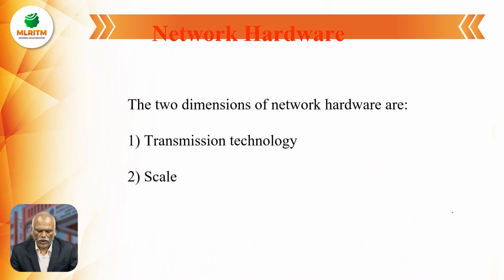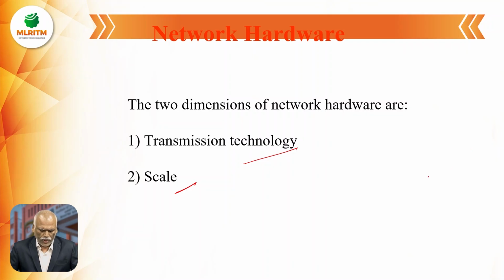Now we see what are the different dimensions for network hardware, which are used as part of the implementation of a network. One is transmission technology and the other one is scale. Here the transmission technology is part of the network implementation, the communication links. What is the technology used as part of a communication path. Whereas the scale is the size of the network, the distance between the devices.